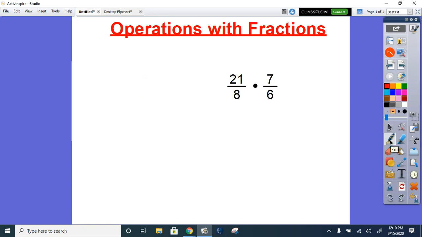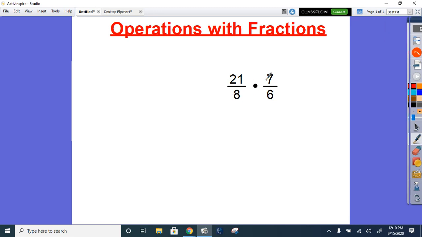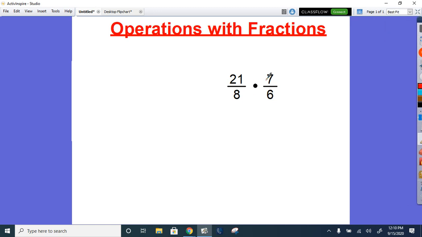Multiplication, we know at bare minimum, first of all, we don't need a common denominator to multiply or divide. That's only addition, subtraction. Here, if we don't know, we can multiply straight across. So we can multiply numerator by numerator, denominator by denominator. Now, if I do that, I end up getting 147 over 48.